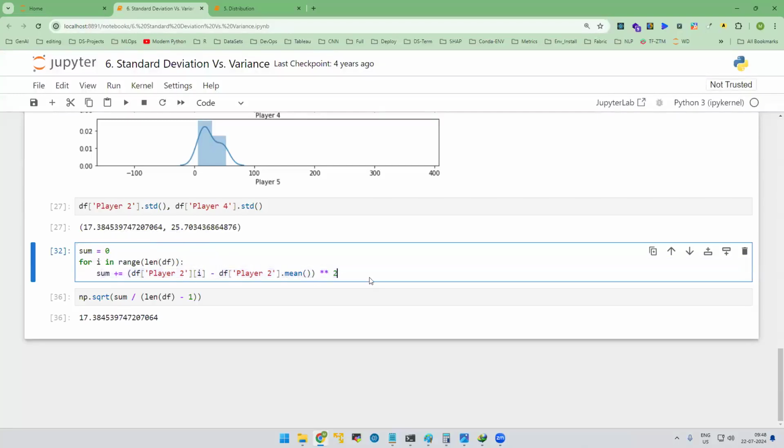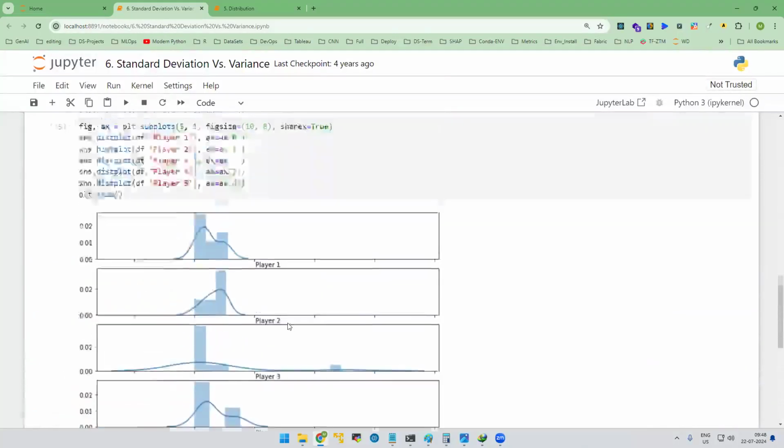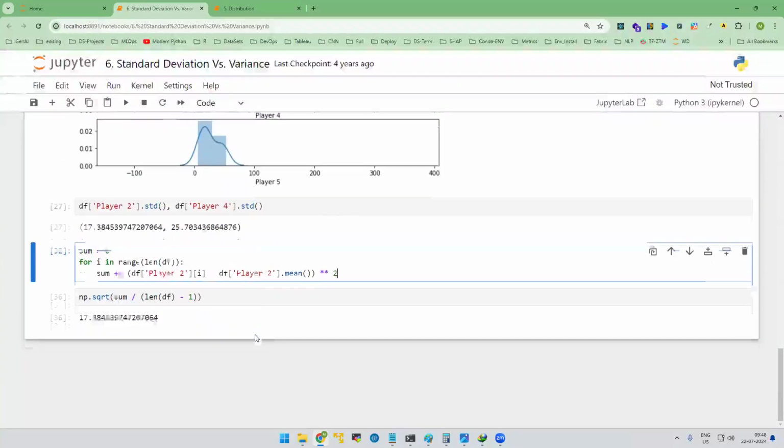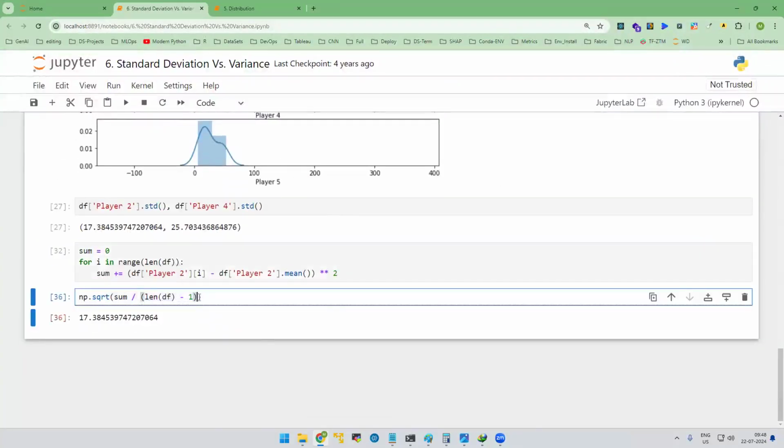Summation, divided by the total number of rows. How many rows do we have? 10 rows, right? 10 matches. 10 rows, 10 minus 1. I will explain why, instead of 10, we use 10 minus 1. I will explain why we need to subtract 1. So is this part clear? If we divide it by 10 minus 1, we are going to get the standard deviation.